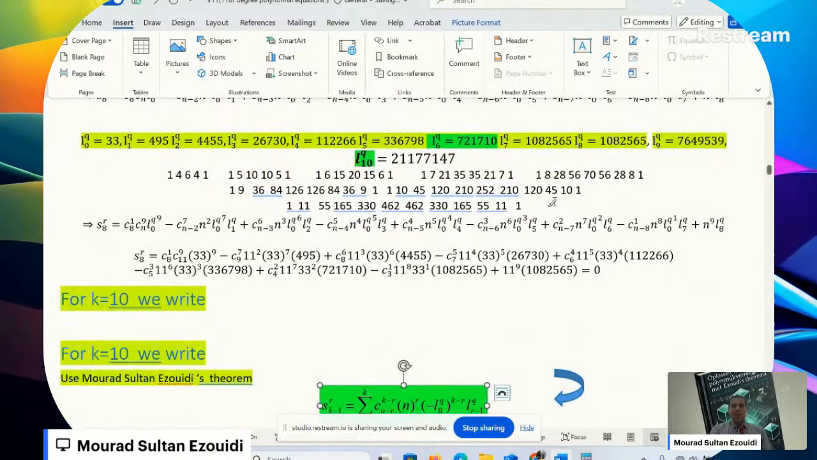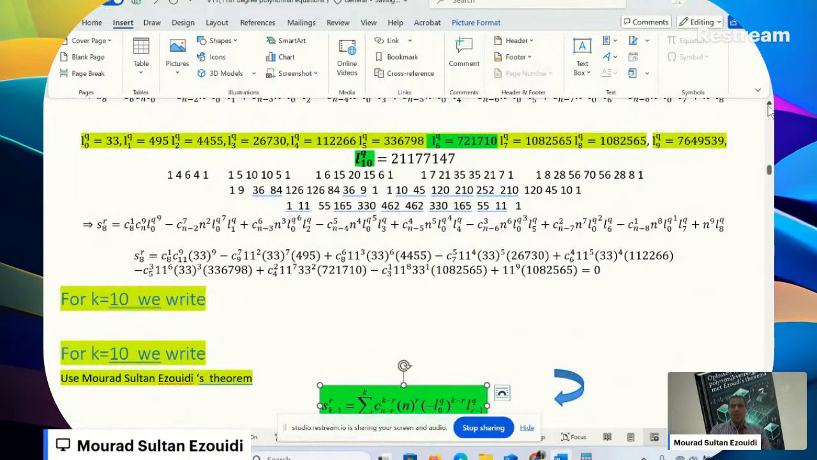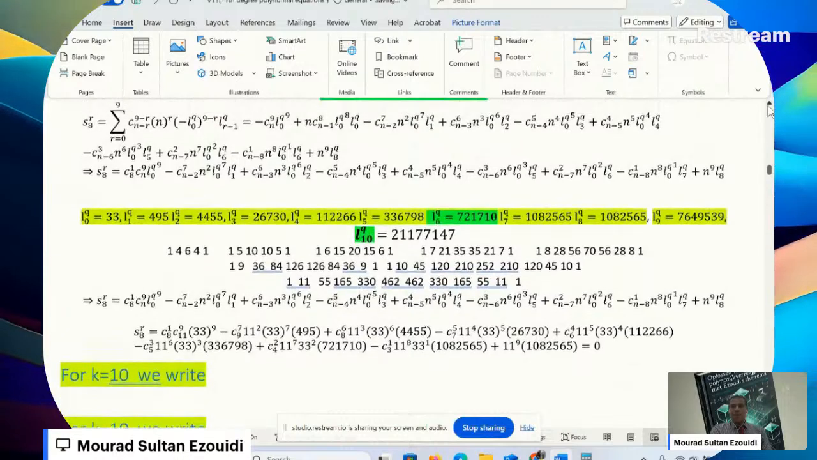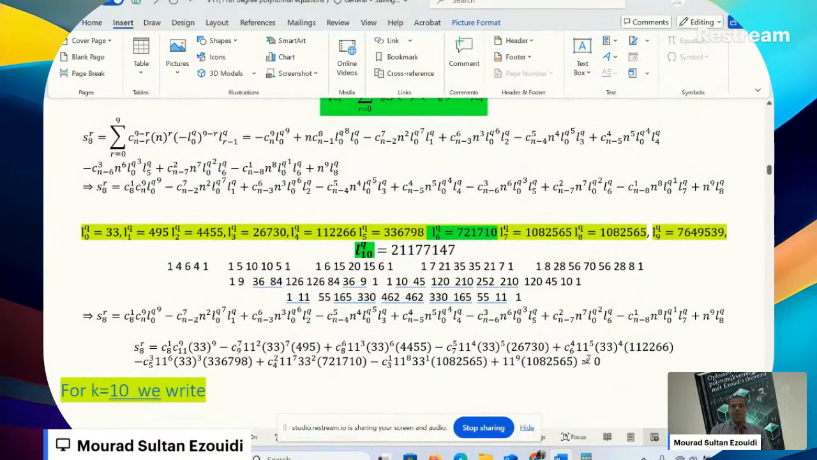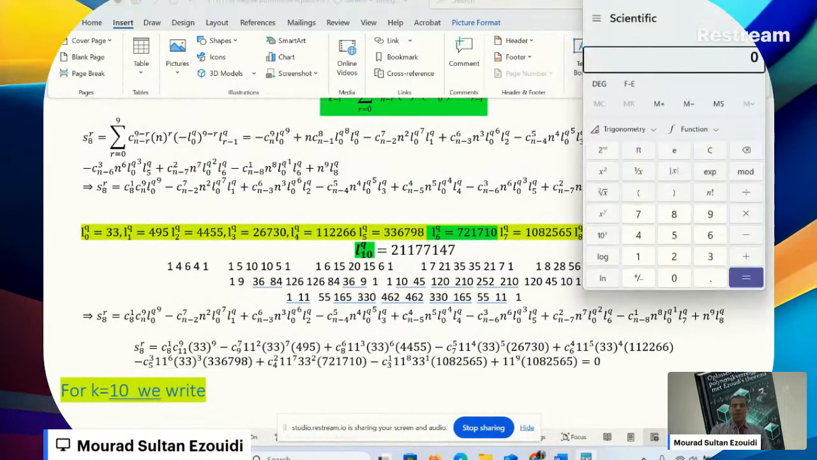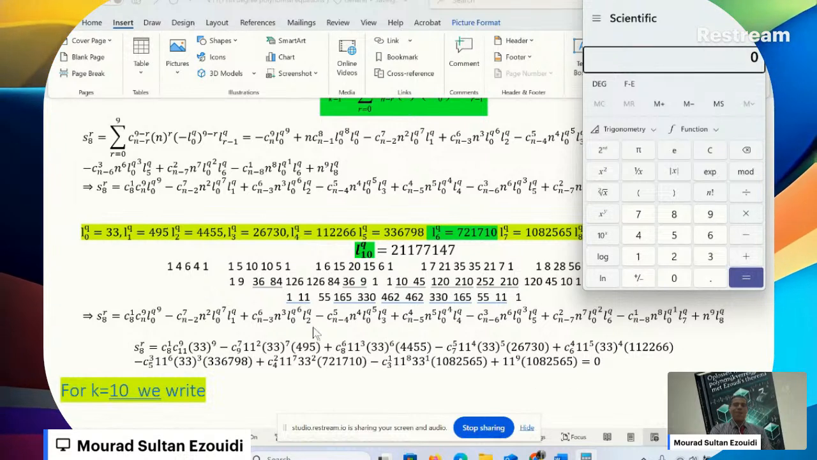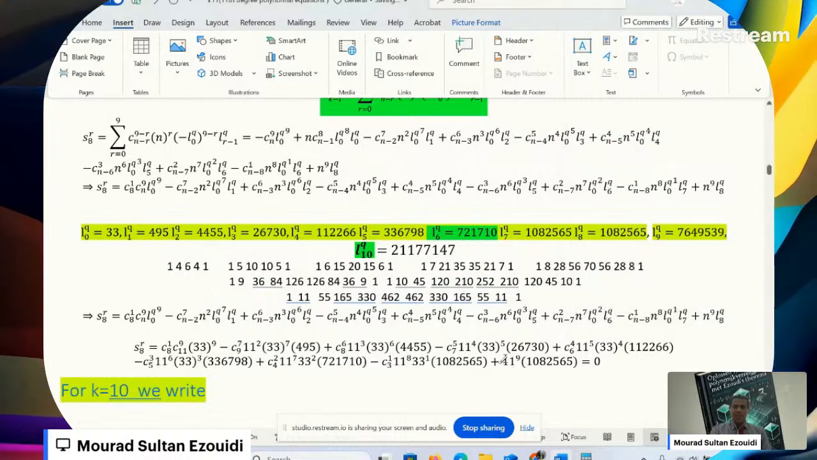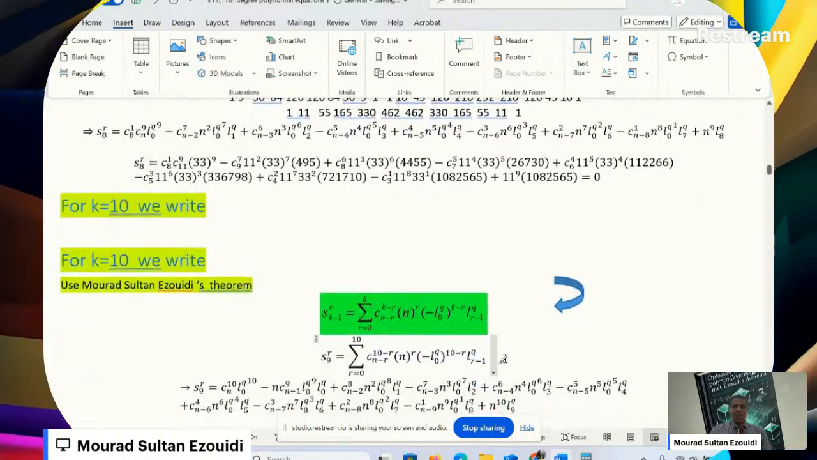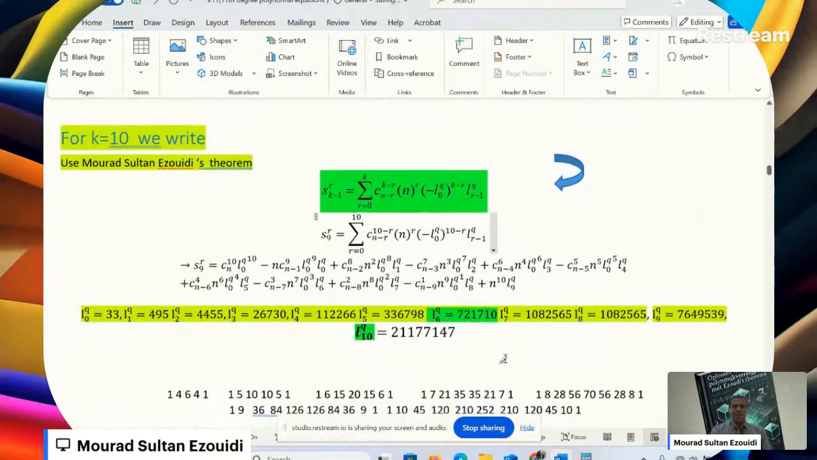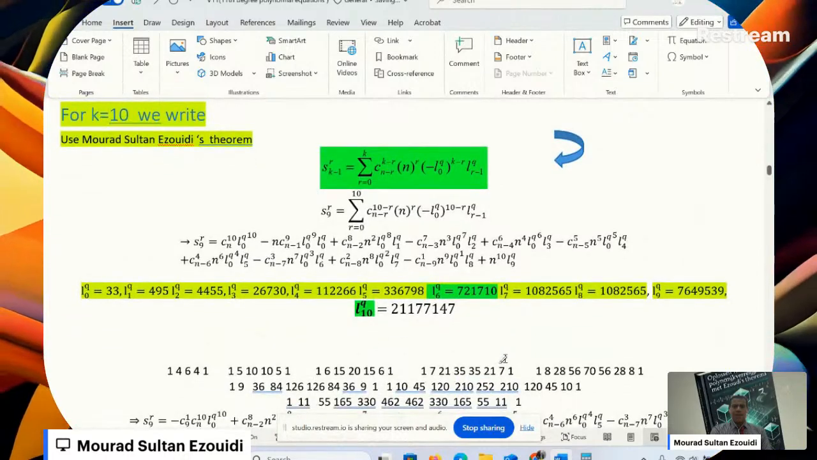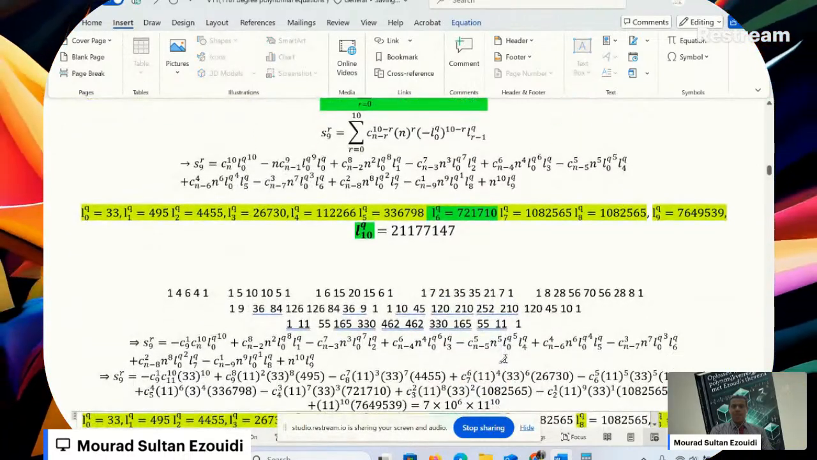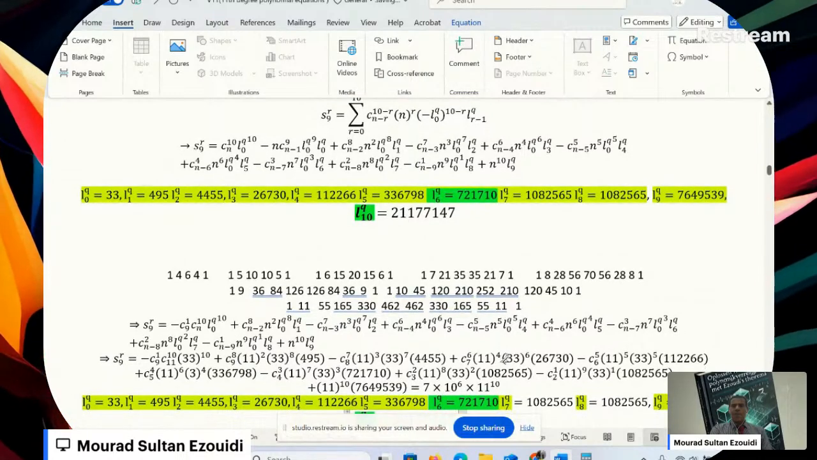So this one, my kids, in fact, is equal to the sum of all of this. Where is S8? Not S8, S9. We reach S9, isn't it? So we stop here.